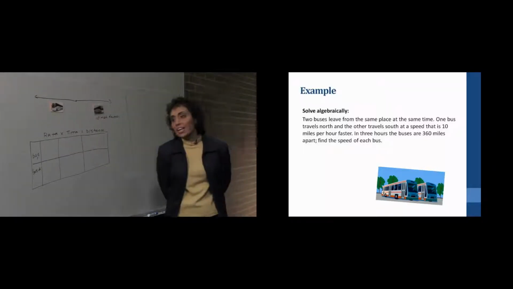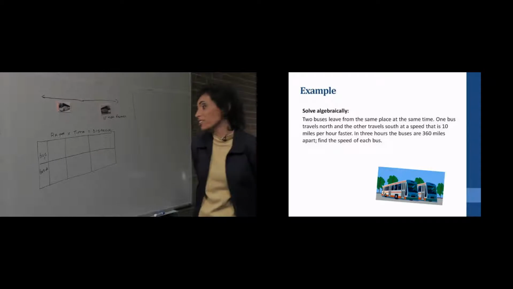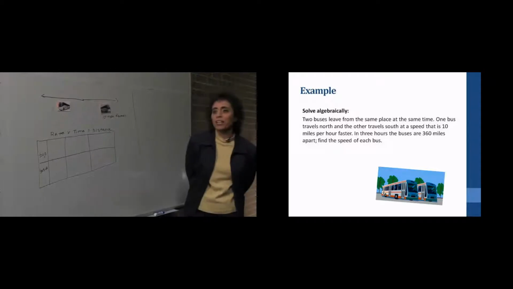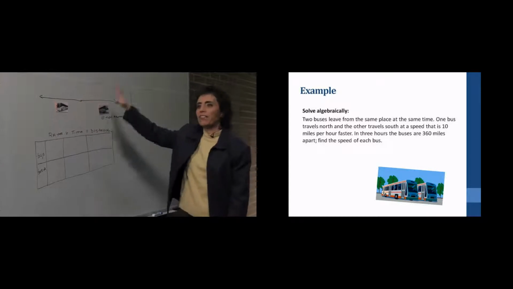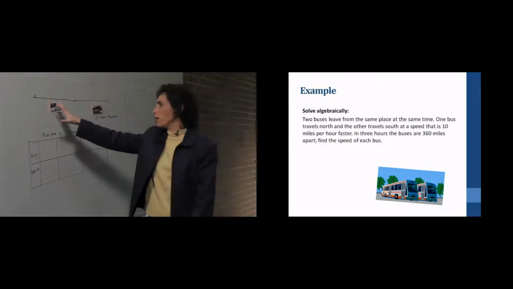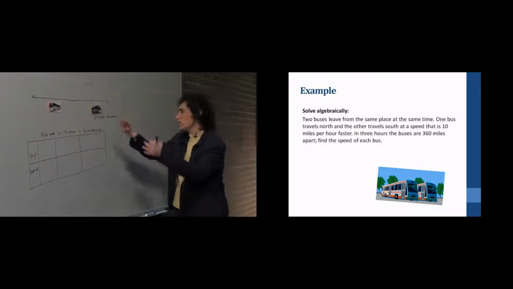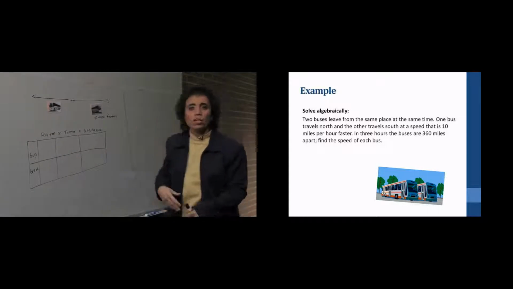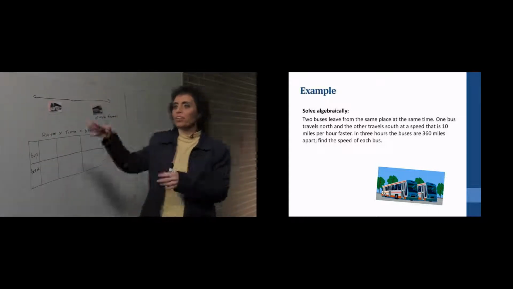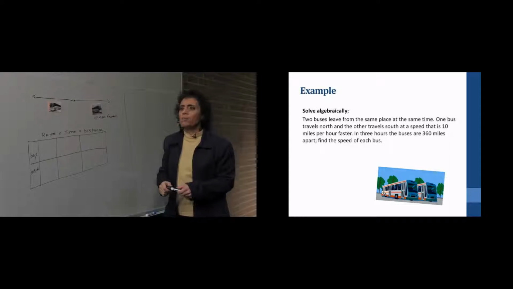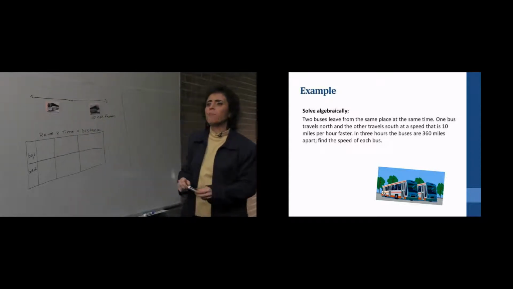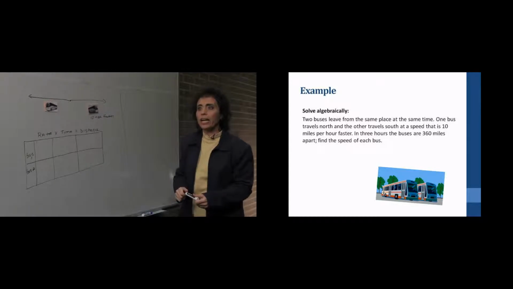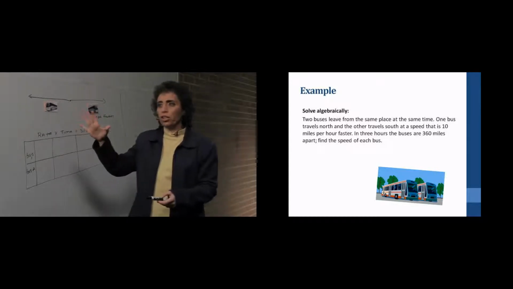Okay, we've had a plane, we've had cars, no bicycles, but there may be some in the homework problems, but now we have buses. Two buses leave from the same place at the same time. One bus travels north, the other south. I know this isn't north and south, but it took up too much space on the board to go up and down. So this is what we got. One bus travels north and the other travels south at a speed that is 10 miles per hour faster. In 3 hours, the buses are 360 miles apart.